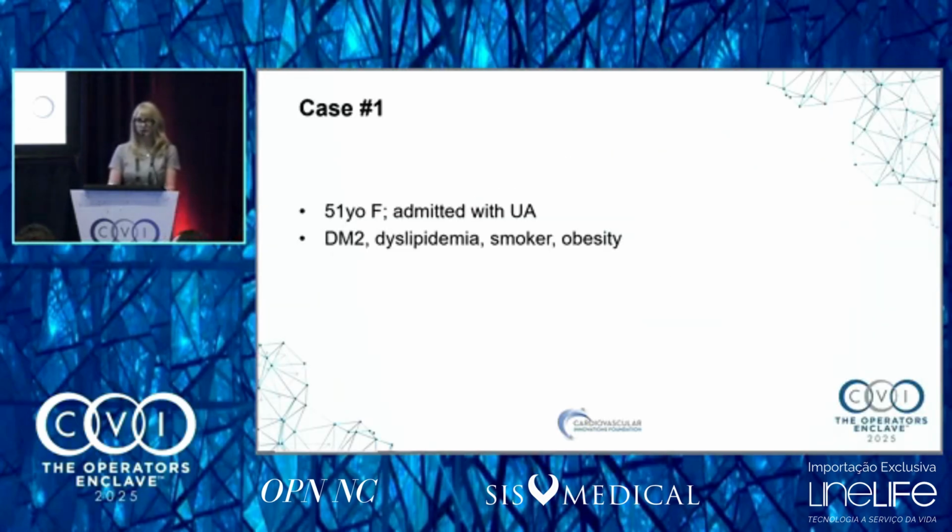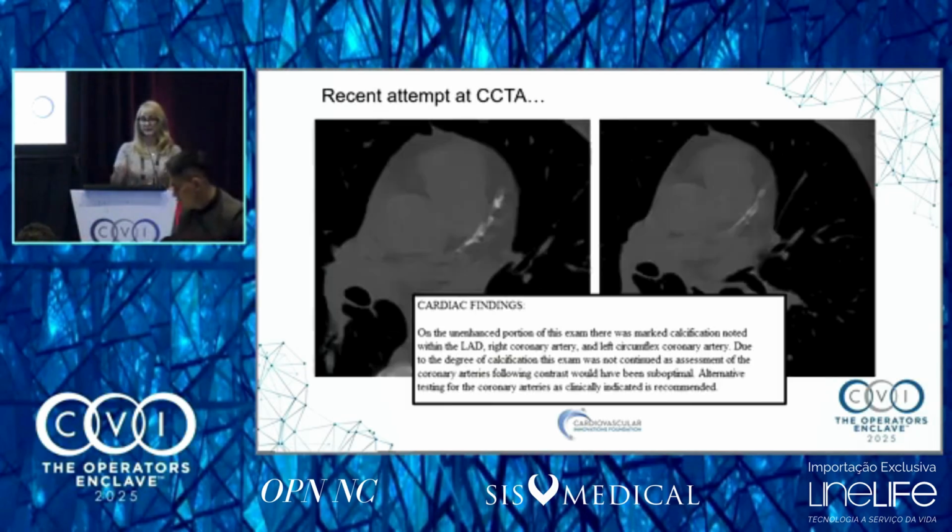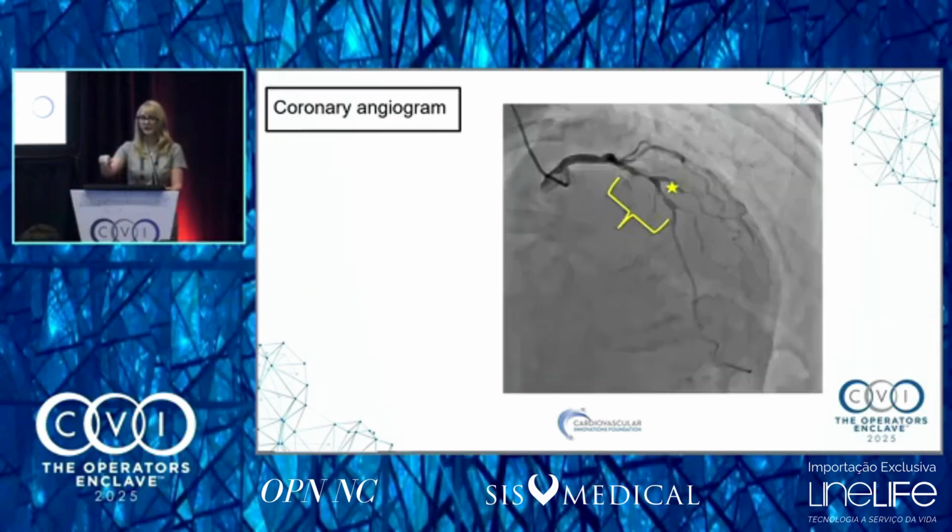So just a first case here. This is a 51-year-old lady who was admitted with unstable angina. She has a number of comorbidities as listed. And in fact, she had had an outpatient CT coronaries attempted to explore her symptoms, and she had too high a burden of calcium in her LAD to get adequate lumen assessment. So just keep that in mind.